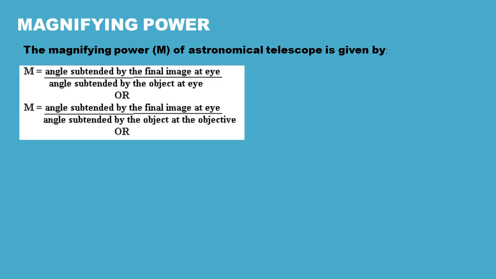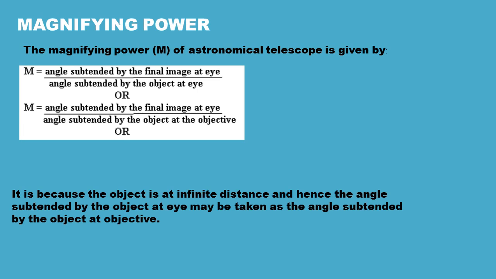Magnifying power or angular magnification. As we know that the magnification or the magnifying power of a telescope is defined as the angle subtended by the final image at eye divided by the angle subtended by the object at eye. It is because the object is at infinite distance, and hence the angle subtended by the object at eye may be taken as the angle subtended by the object at objective. So magnification is equal to beta upon alpha.